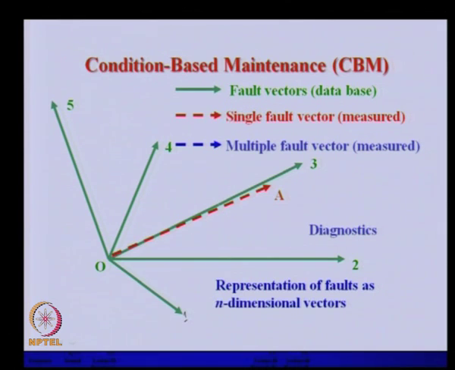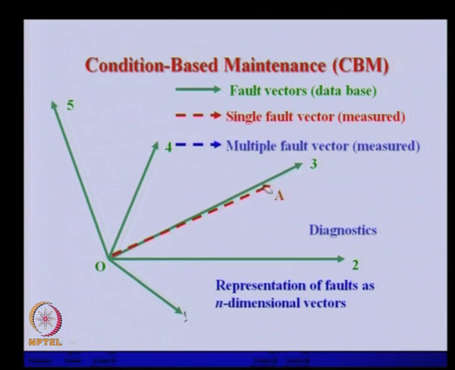Once we have this database for 5 different faults, then if some unknown fault appears in the system, and we have measured all the data and plotted it in this particular database space, let us say this red one is for the unknown fault, we can see that it is close to fault 3. That means that whatever the fault is in the system, which is unknown to the user, the database is predicting that there is a fault 3 in the particular machine.